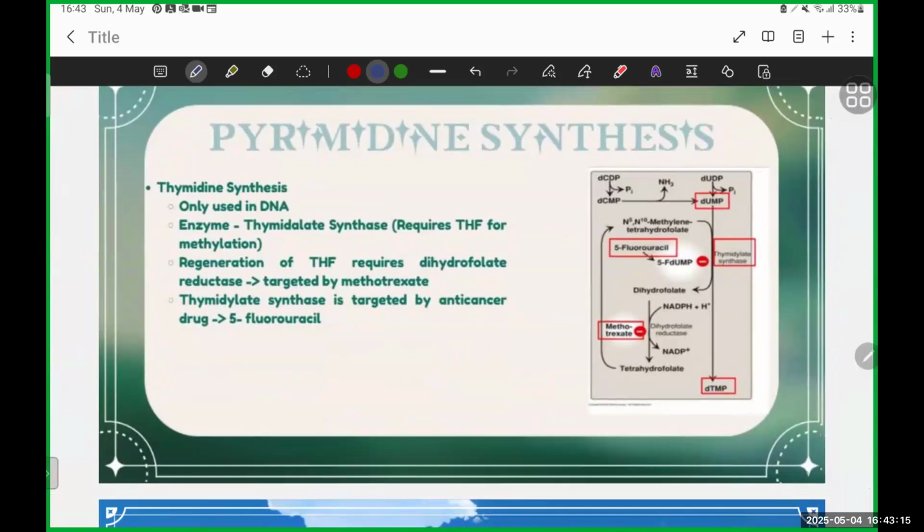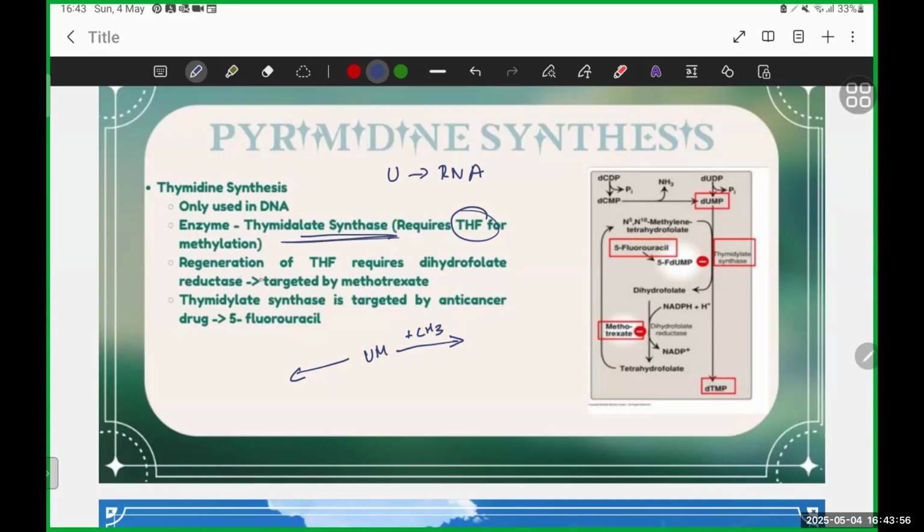Pyrimidine synthesis. More on thymidine synthesis. Thymidine, as I said before, is only used in DNA, and uracil is only used in RNA, right? The enzyme is thymidylate synthase. When you have UMP here, you have methylation, and for methylation you're going to require THF. You're also going to require this enzyme here, thymidylate synthase. It's pretty obvious from the name. You're synthesizing something related to thymine, and obviously it's going to be TMP, right?